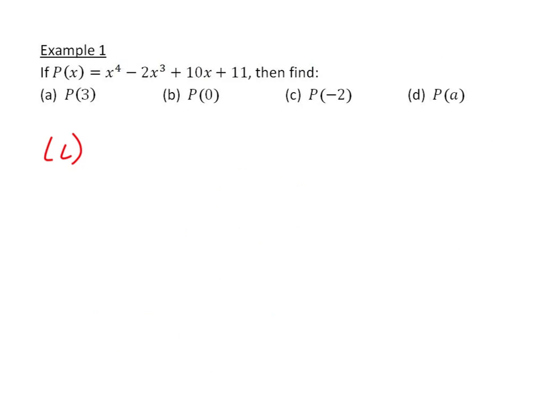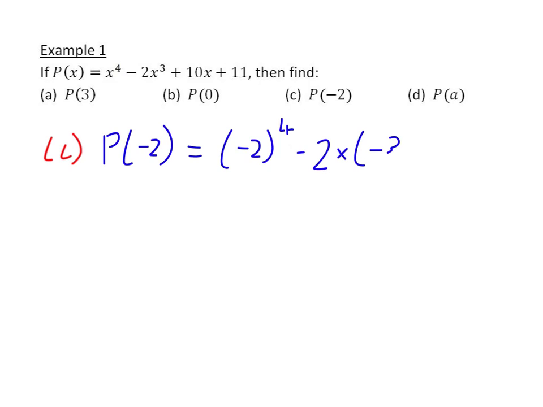Part C, p of negative 2. So now we're substituting x equals negative 2. And you really do need to be careful with your negative signs. It's not a difficult question, but students make a lot of mistakes with the negative signs. That's why I'm being careful with putting brackets through all these. So the x to the power of 4 becomes negative 2 to the power of 4. Then it's negative 2 times negative 2 cubed. The 10x becomes 10 times negative 2. And then plus 11 on the end.